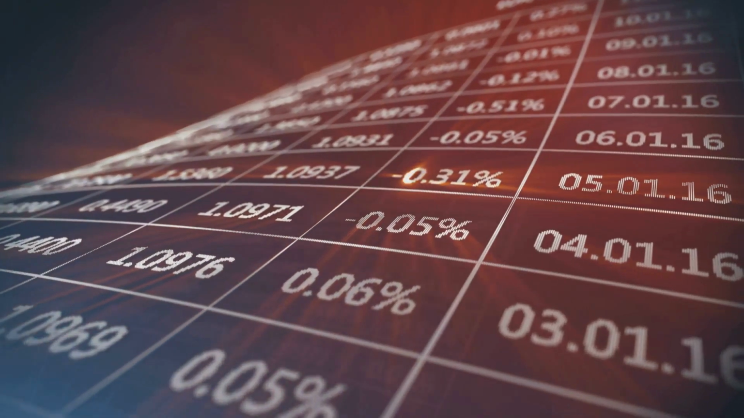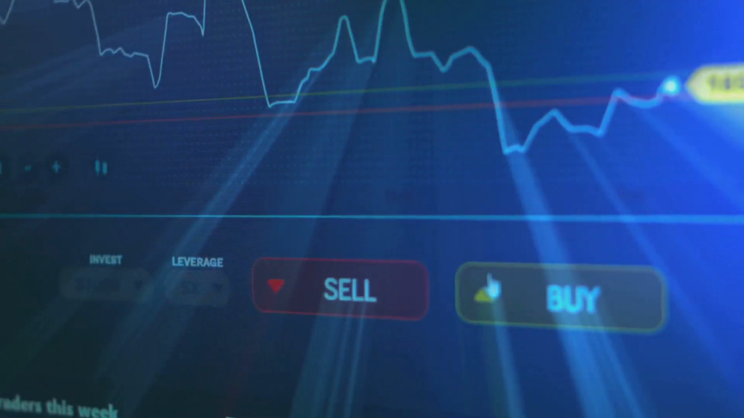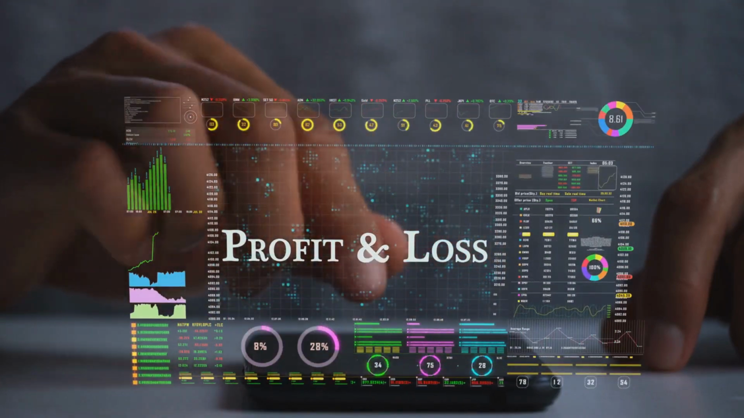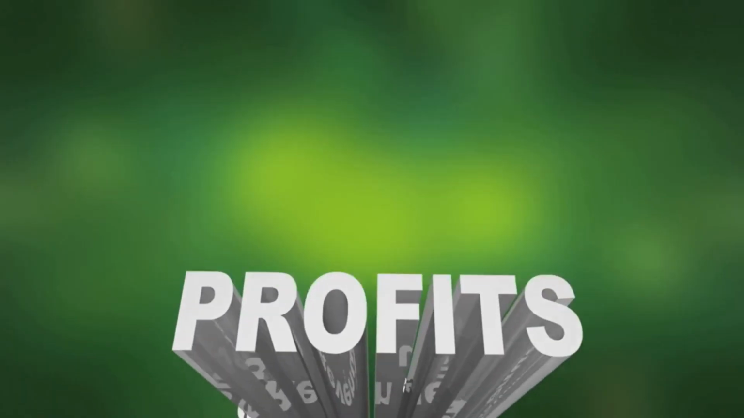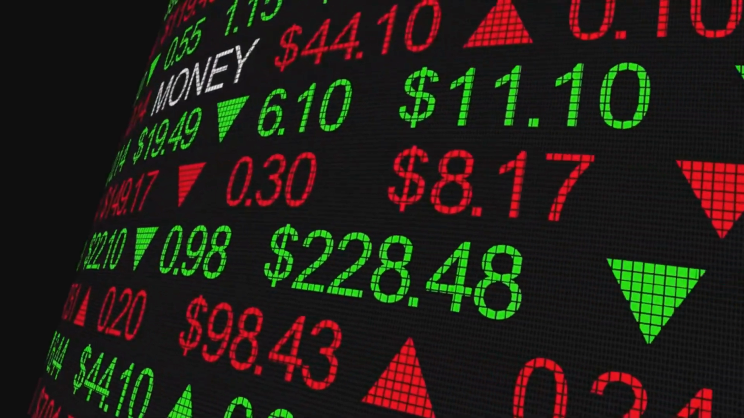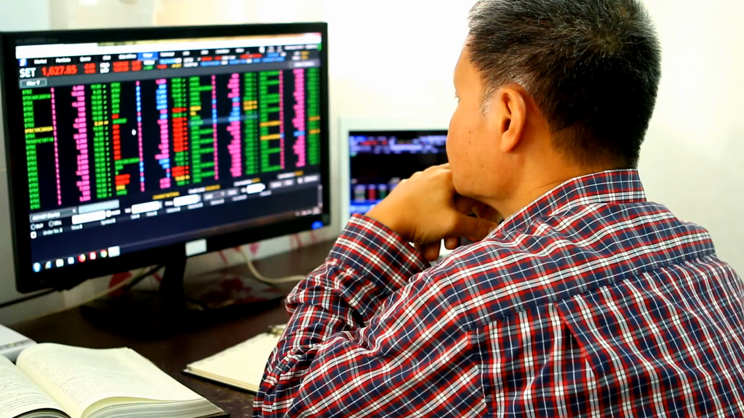Example, you take 10 trades, you lose 5 trades, win 5 trades. You risk $10 each trade, target $20, 1:2. Losses, 5 times $10, $50 loss. Wins, 5 times $20, $100 profit. Net, $50 profit even with a 50% win rate. That's why risk reward is king.